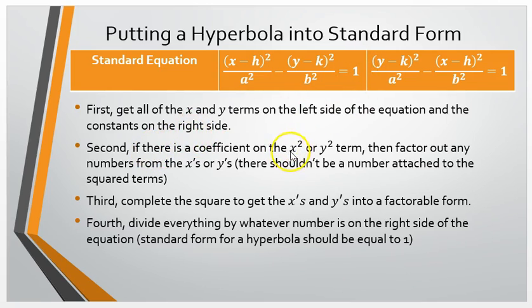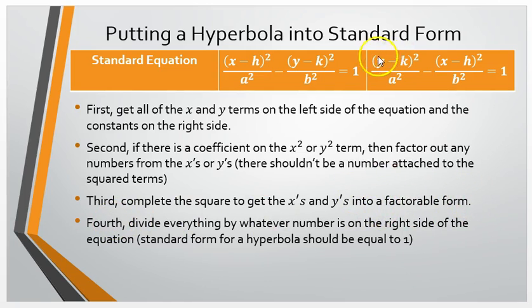Second, make sure you check for any coefficients on the x squared and the y squared terms. There should not be a number attached to x squared or y squared. If there is, then you need to factor it out from all of the x's or from all of the y's, whichever one has a coefficient. There should not be a number attached to those squared terms. Next, you do the completing the square process. So this is where you take half of the middle number, square it, and add the number to both sides of the equation. That'll let you get the x's and the y's into a nicely factored form.